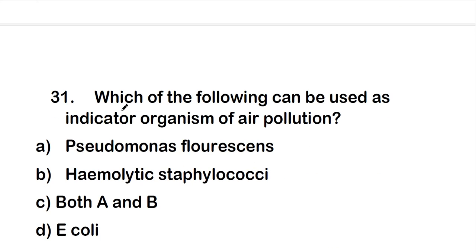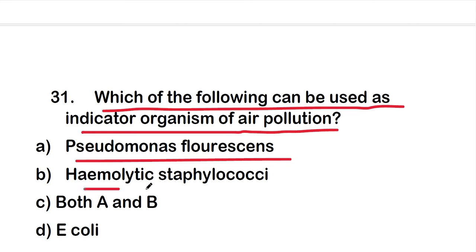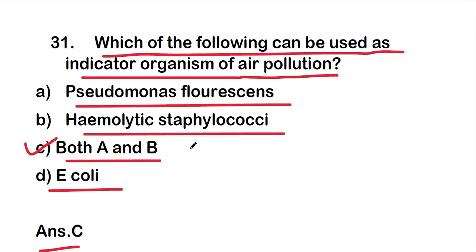So next question is, which of the following can be used as indicator organism of air pollution? So the options are Pseudomonas fluorescens, or hemolytic staphylococci, or both A and B, or option D, E. coli. And the right answer is option C, that is both A and B, that is Pseudomonas fluorescens and hemolytic staphylococci are the correct answer, which can be used as indicator organism of air pollution.